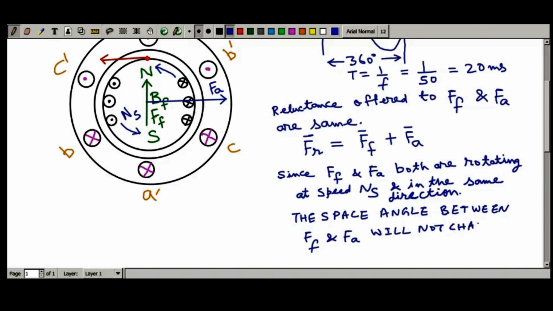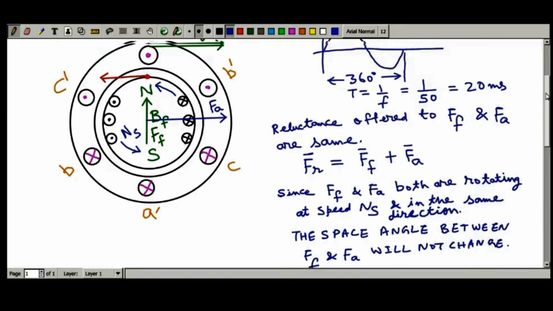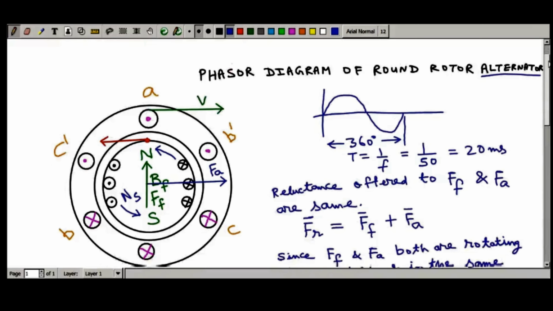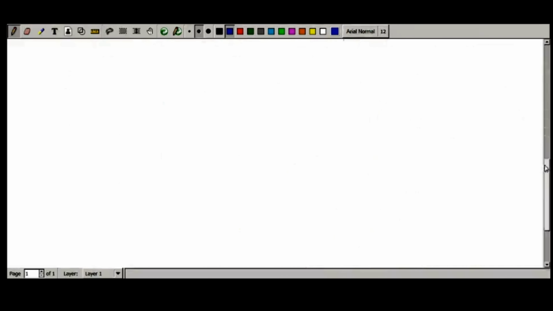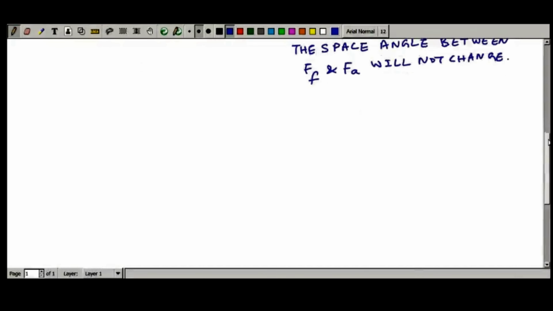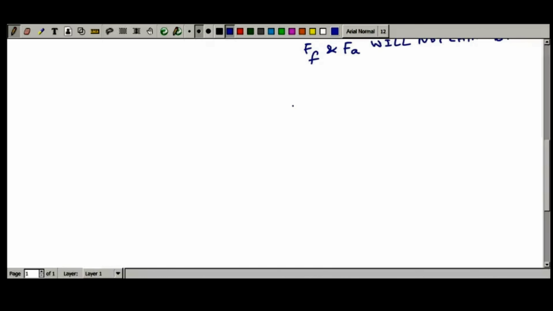Now let us start the process of drawing the phasor diagram of the round rotor alternator. This was your recapitulation of whatever we have done till now. So what is the basic idea of drawing the phasor diagram? Let me express this with a flow chart.